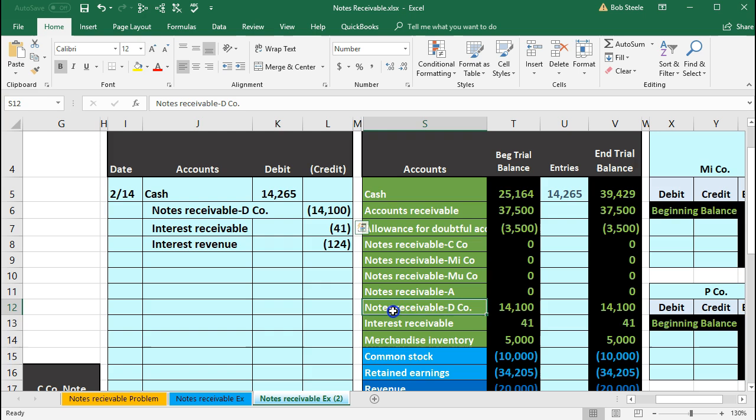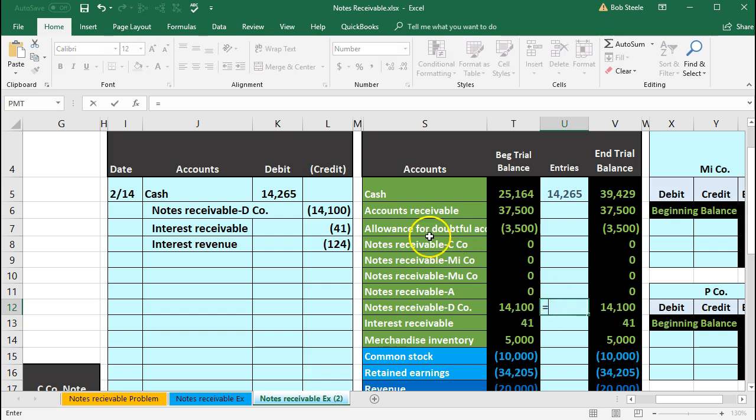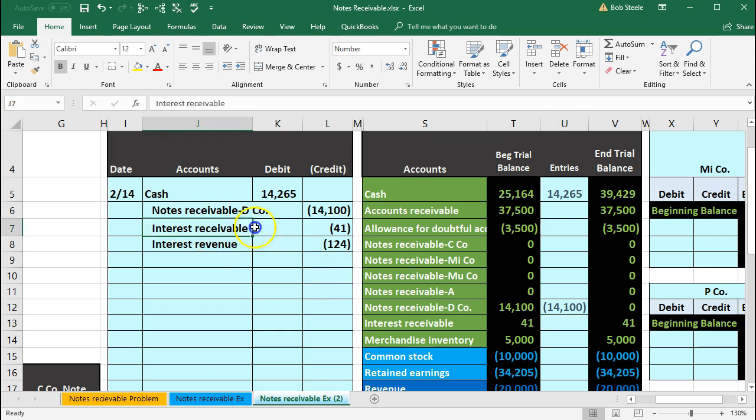Then we have the note receivable for D company here. We're going to post it to the note receivable on the trial balance there. We're going to post it in U12. Within U12, we're going to say equals and point to that 14,100, bringing the 14,100 down in the credit direction to 0. Then we're going to record this interest receivable. We're going to record it here, interest receivable, in cell U13.